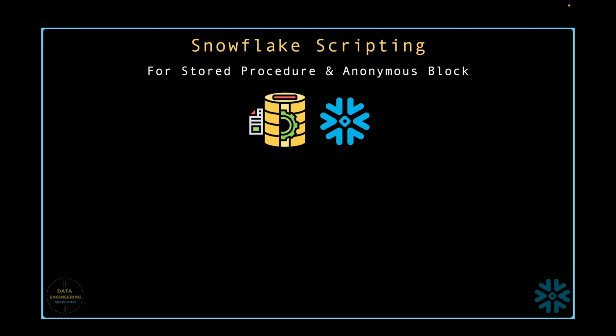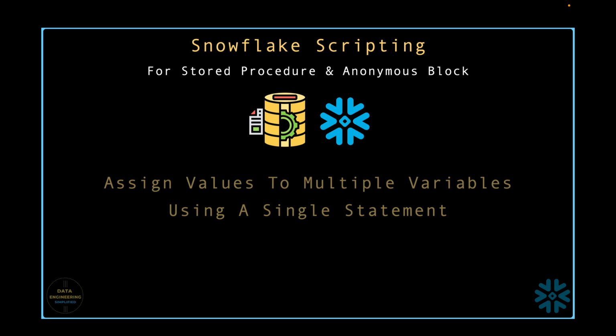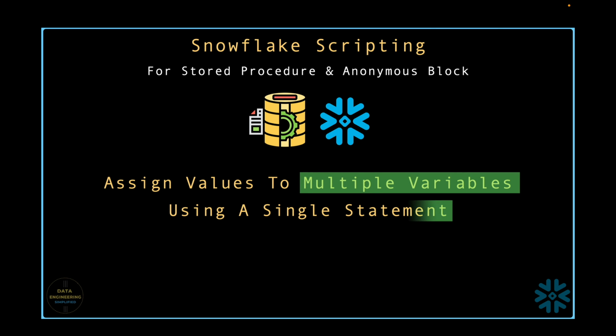We have discussed how to declare global and local variables inside declare and begin end section within a block, and how to use these variables within begin end section using expression statement and SQL statement. This chapter will focus on assigning values to multiple variables using a single Snowflake script statement.